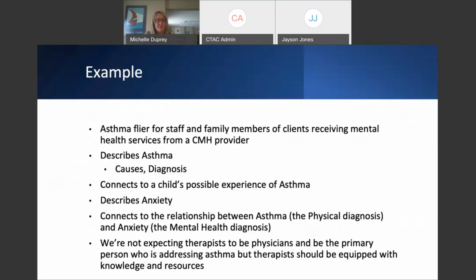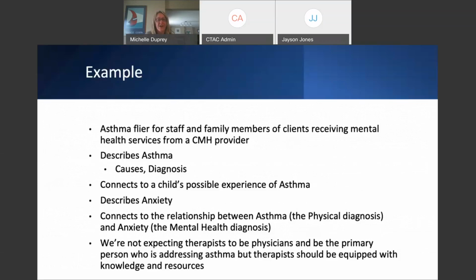So some other examples of what we've done. We have an asthma flyer that was created. I'm going to be really honest with you, I didn't write this. It's way too wordy, so don't copy it exactly. I would not make it this wordy, but it's still a resource. I thought you might want to see it anyway.